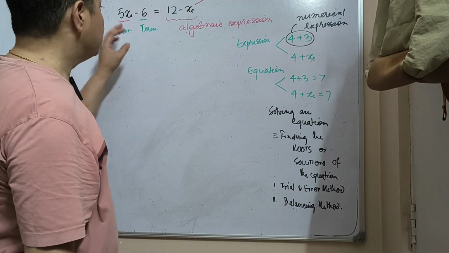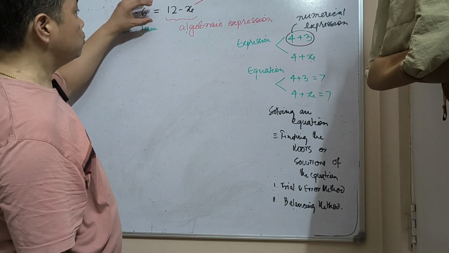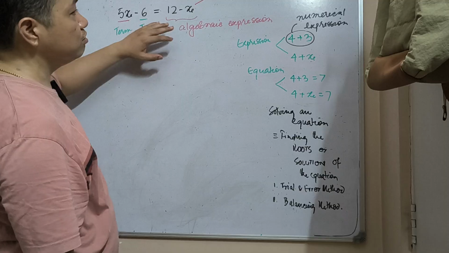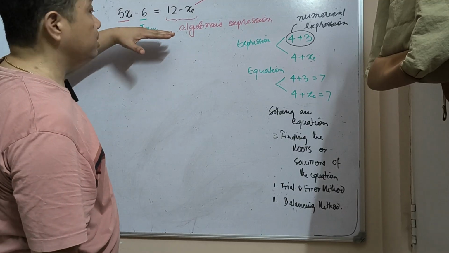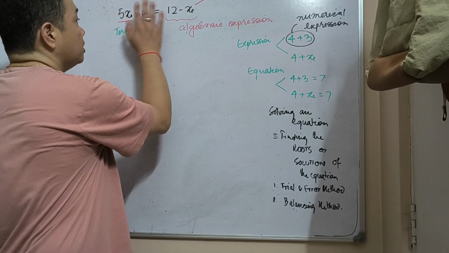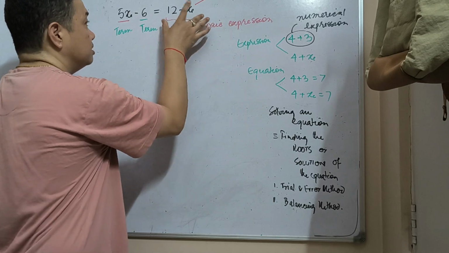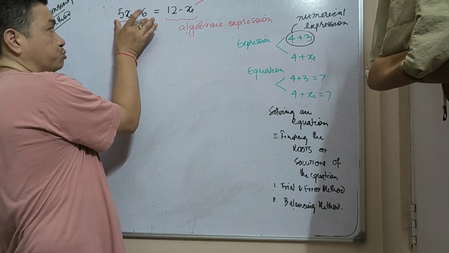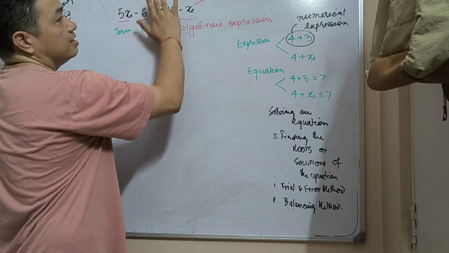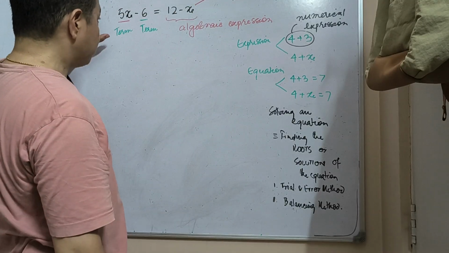Here in this equation, what is this? 5x minus 6 is equal to 12 minus x. What will this be? This will be an algebraic equation. On both sides we find an algebraic expression. This is an algebraic expression. This is the left hand side, that is the right hand side.